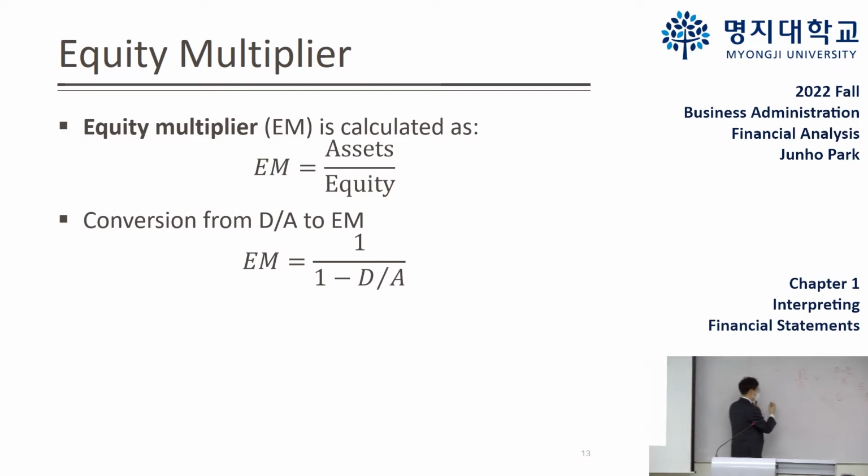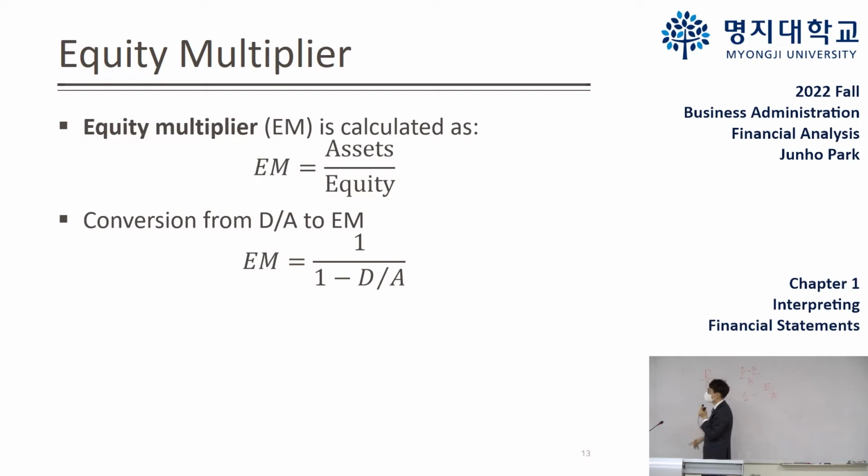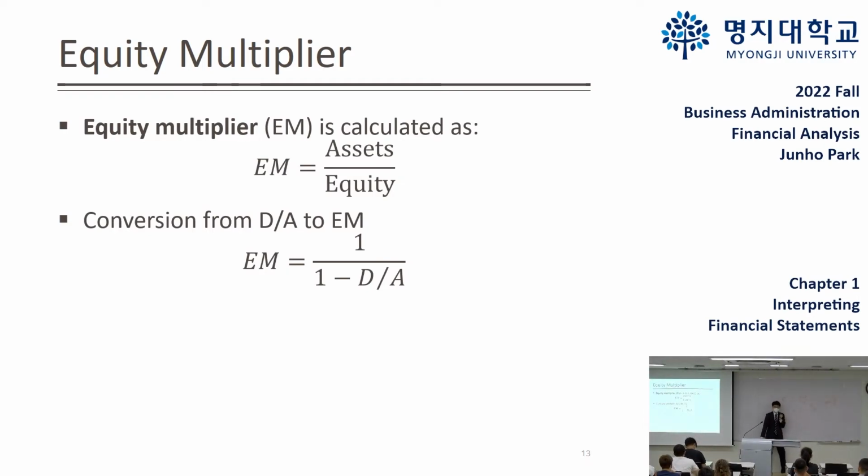And equity multiplier, according to that definition, is asset over equity, which is the reversed version of this equity over asset. So therefore, you can say that this is 1 over equity multiplier, right? So you have debt to asset is 1 minus 1 over equity multiplier.